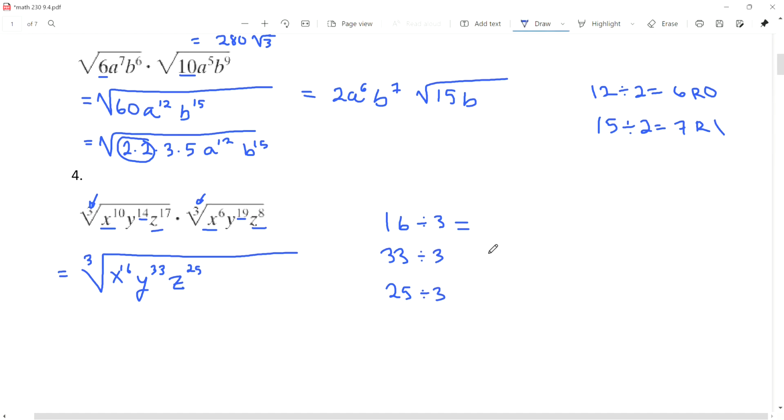16 divided by 3 is 5 with a remainder of 1. 33 divided by 3 is 11 with a remainder of 0. 25 divided by 3 is 8 with a remainder of 1.